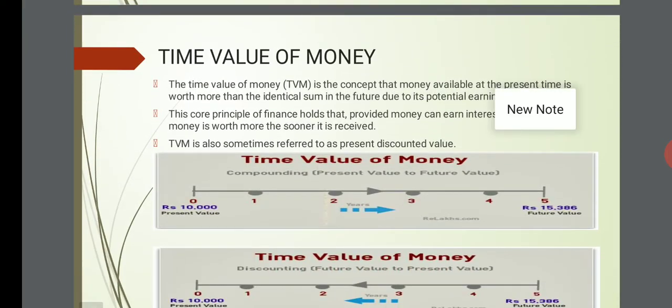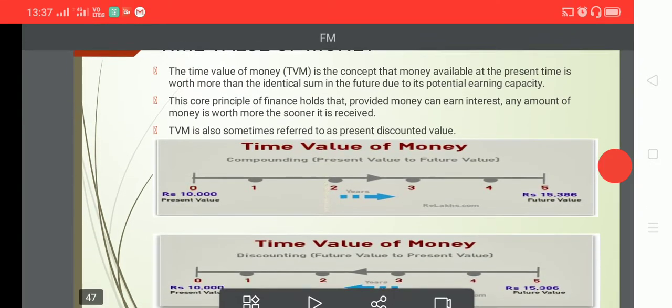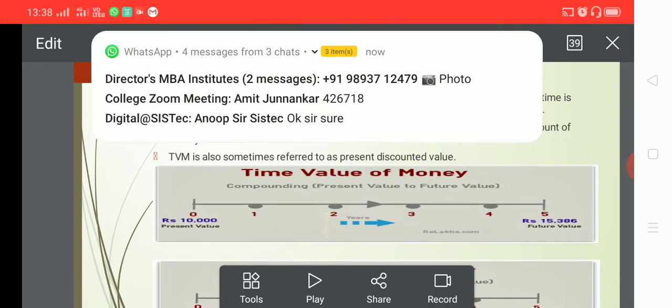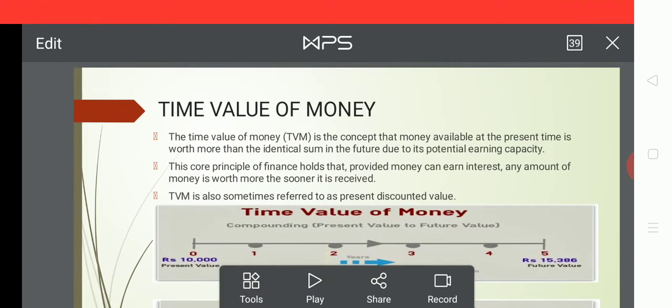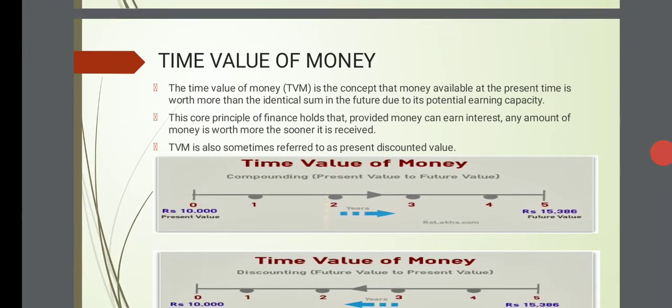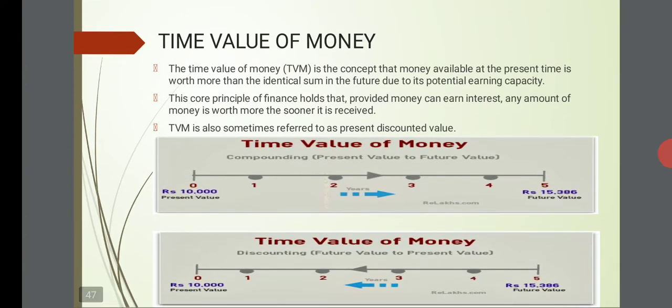Time value of money is the concept that money available at the present time is worth more than the identical sum in the future due to its potential earning capacity. The core principle of finance holds that, provided money can earn interest, any amount of money is worth more the sooner it is received. Time value of money is also sometimes referred to as present discounted value.